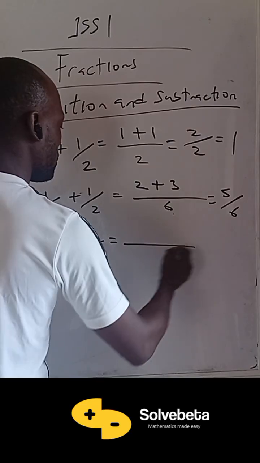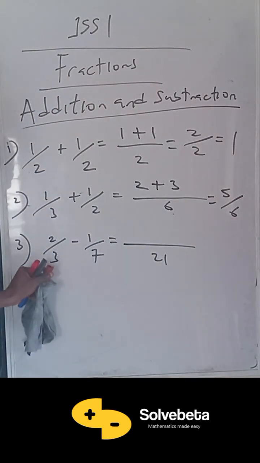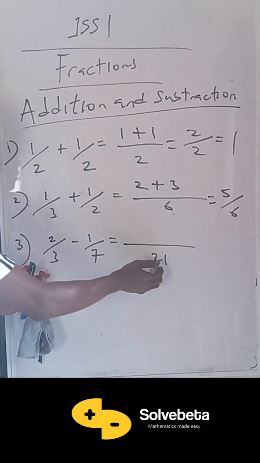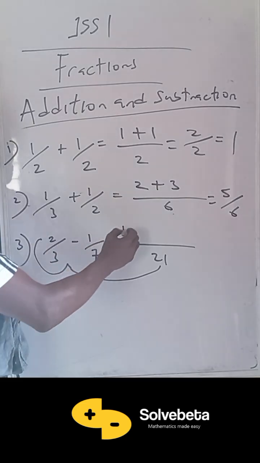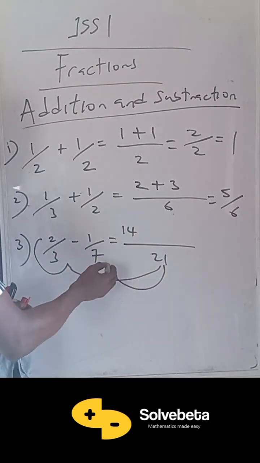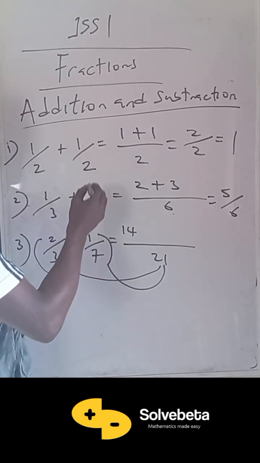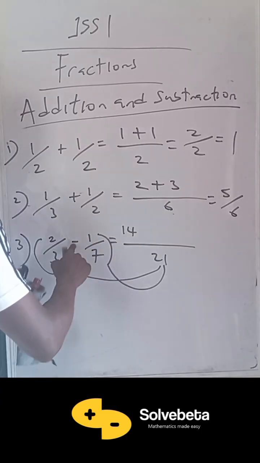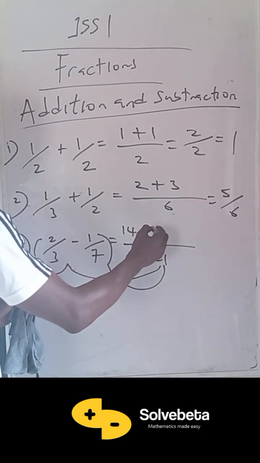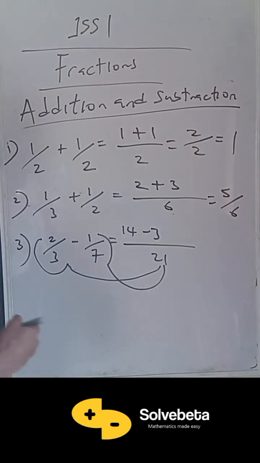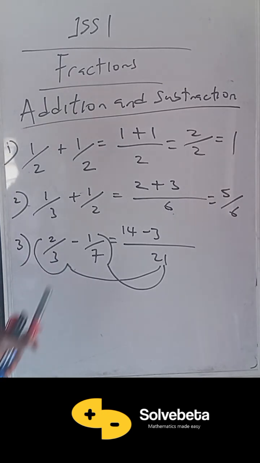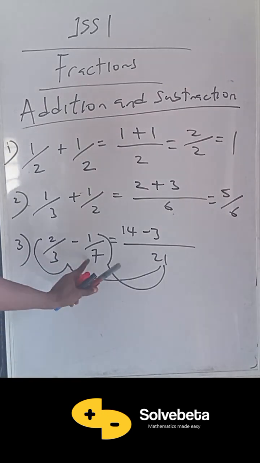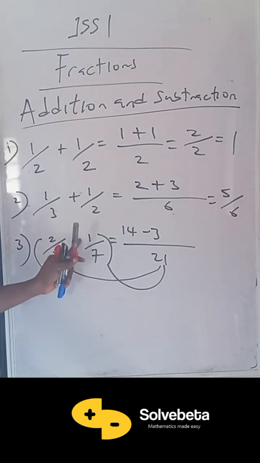So you have 21 here. 21 divided by 3 is what? 7. 7 times 2, 14. 21 divided by 7 is what? 3. 3 times 1, 3. Don't forget the minus here, because we are subtracting. 21 divided by 3 is 7. 7 times 2, 14. 21 divided by 7, 3. 3 times 1, 3.